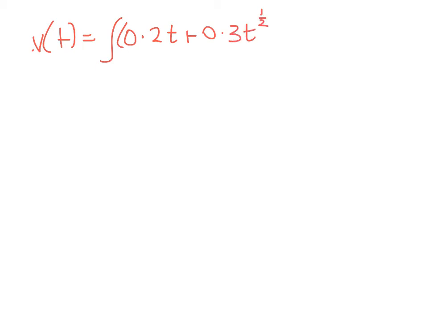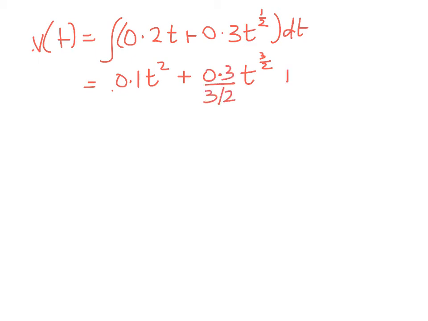So we're just going to anti-differentiate as usual. What will we get? Well, 0.1 t squared, because we want to have 0.2t when we differentiate, plus, let's think about what we've got: 0.3 t to the power of 3 over 2, we need to divide through by 3 over 2, plus c. So we need to clean that up. 0.1 t squared plus 2 times 0.3 divided by 3, which is 0.2 t to the 3 over 2 plus c.